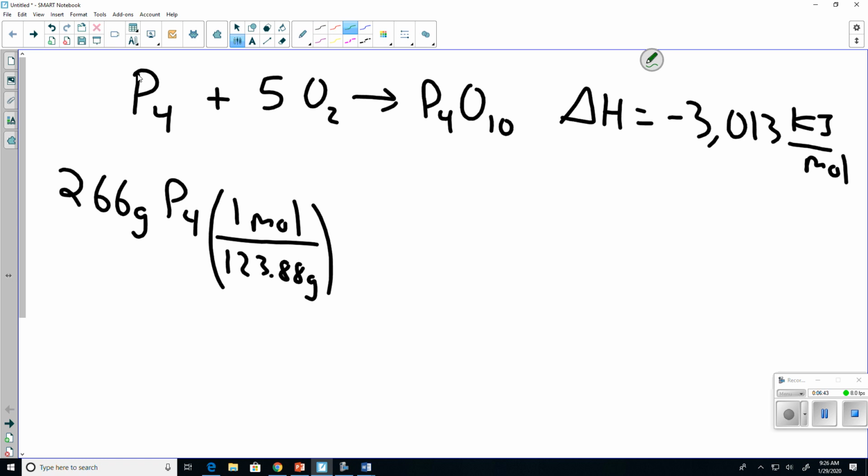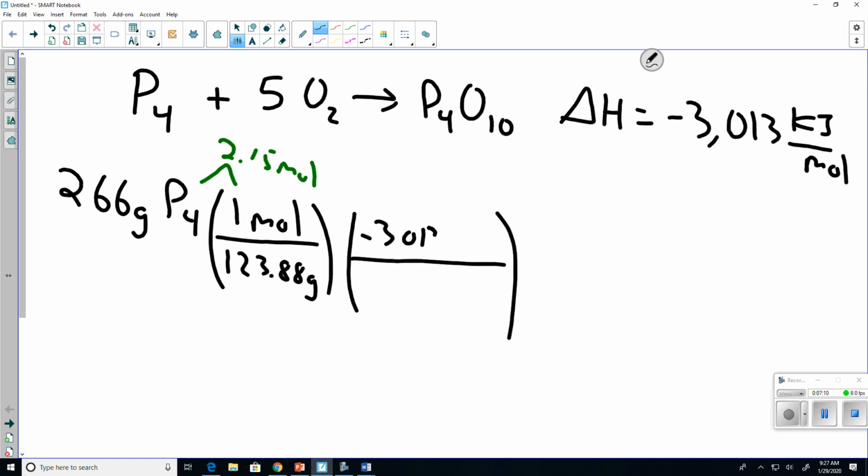And if it helps, if you're someone who likes to do one step at a time, that's 2.15 moles. But once you're in moles, now that's how many moles I have, and on the far right-hand side of the smartboard is how many kilojoules per mole. I'm basically using that as a conversion factor. The moles will cancel out.